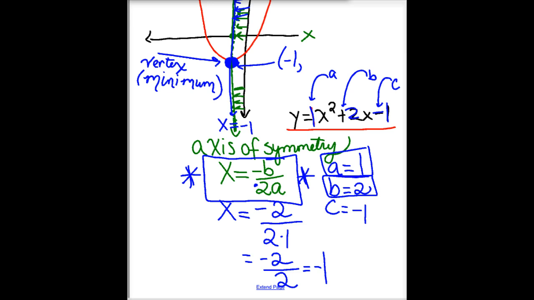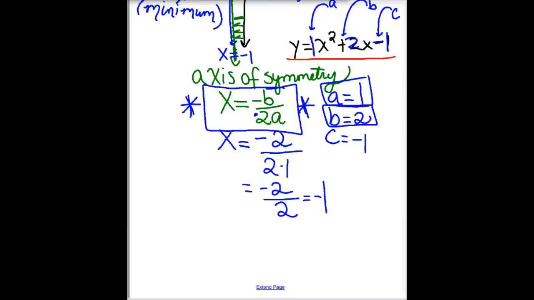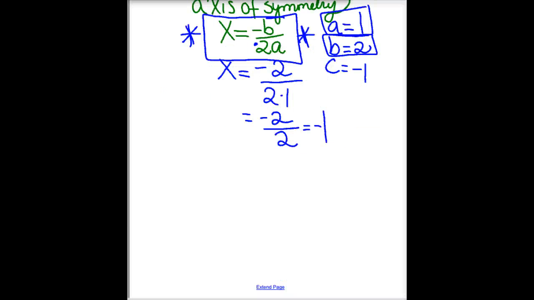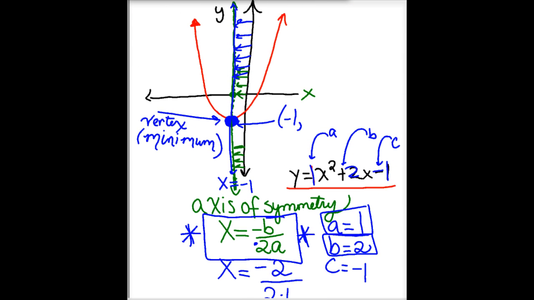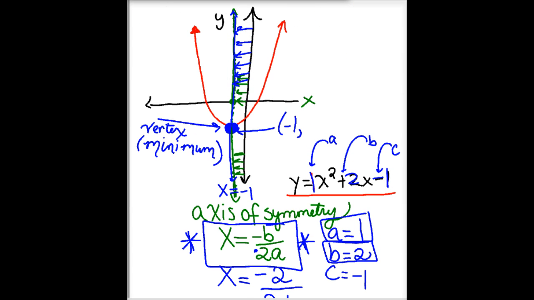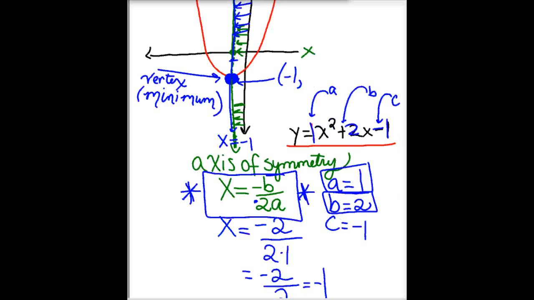The problem is, how do I know where the vertex is as far as the y value? Because I know it's 1 to the left, but I don't know how far down or up to go. And you might say, well, it looks like it's maybe 2 down, and you can't go by looks. Here's how you decide that.